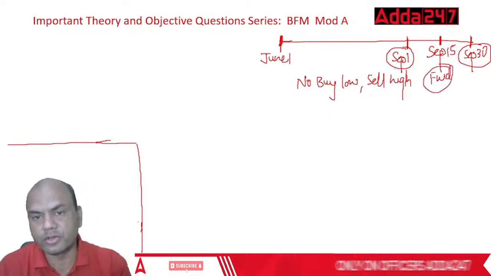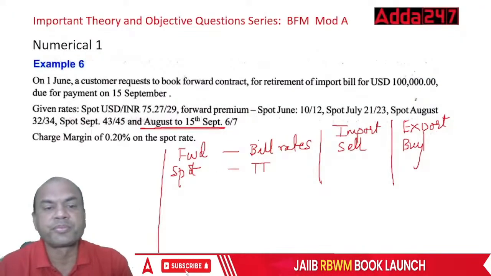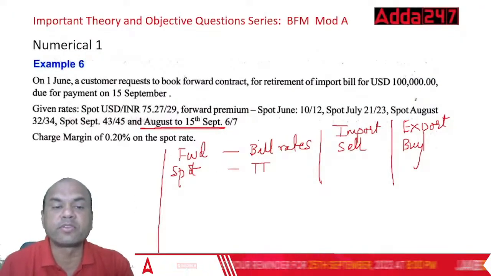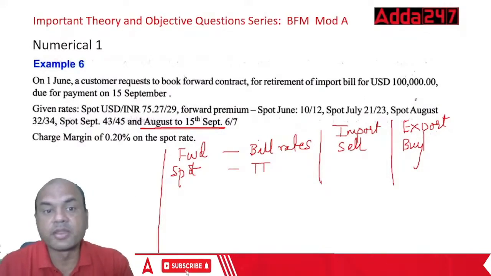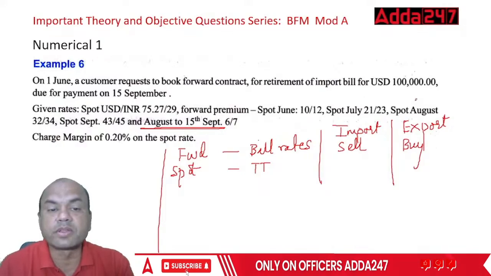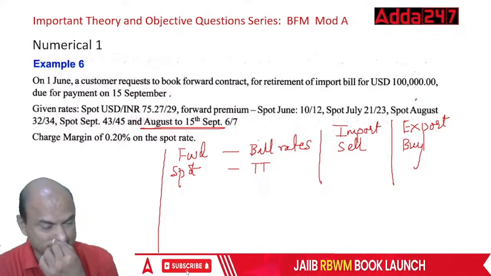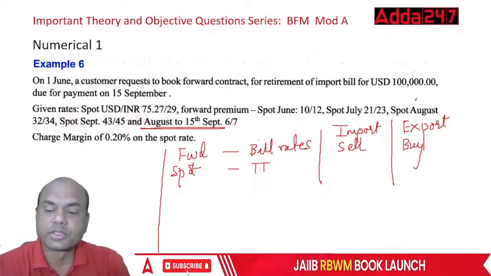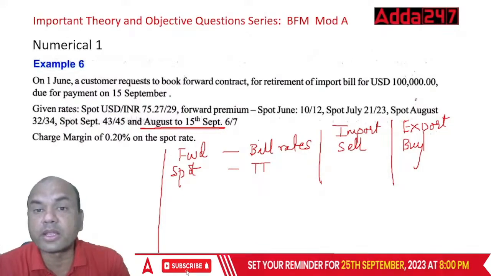Start from June. Whatever we have, start from the basic. What is the June rate we are having? June spot is given as 75.2729. Now I'll ask you the question. Is it 75.27 or 75.29? What will I take? Should I take 27 or 29? It is import transaction. Fast.